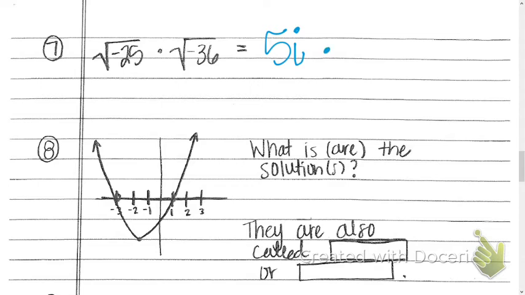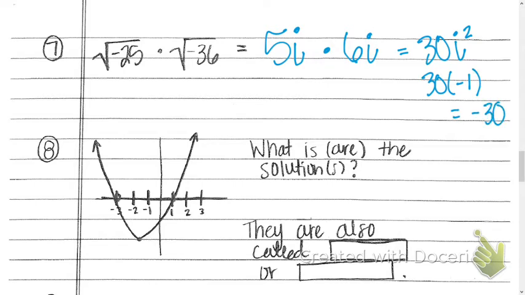What's the square root of negative 36? 6i. Why do we use i? Because they're imaginary. Now we simplify. So 5 times 6 is what? 30. i times i is? i squared equals what? Negative 1. So I have to say 30 times a negative 1, which leaves me with negative 30.